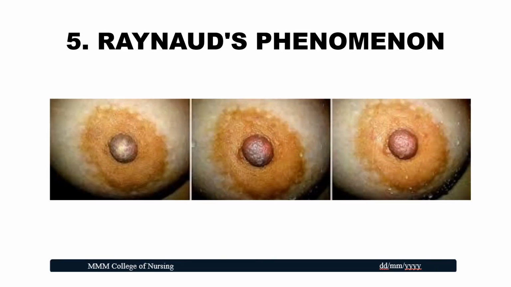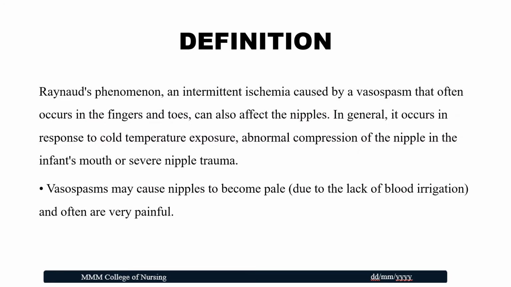Next one is the Raynaud phenomenon. The definition of Raynaud phenomenon: it is an intermittent ischemia caused by vasospasm that often occurs in the fingers and toes. It can also affect the nipples. In general, it occurs in response to cold temperature exposure, abnormal compression of the nipples in the infant's mouth, or severe nipple trauma. Vasospasm may cause nipples to become pale due to the lack of blood irrigation and often are very painful. So this is the definition of Raynaud phenomenon.